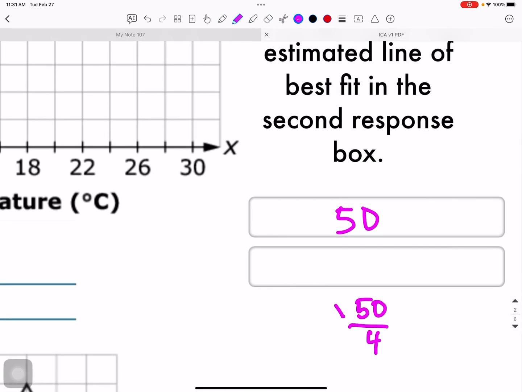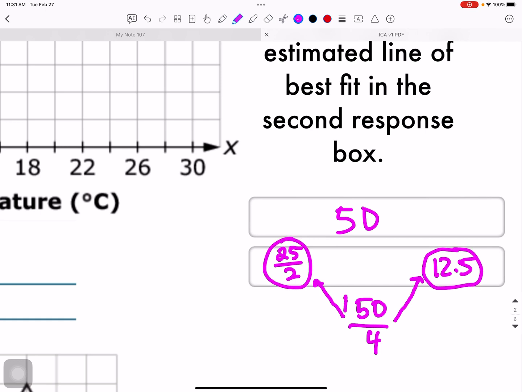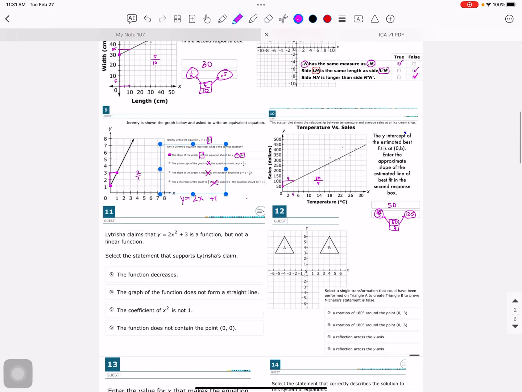If you reduced it the correct way and you said they're both even, I can take a 2 out, and you said this is 25 halves, you're right. If you said I'm bad at reducing, I'm going to put this in my calculator, 50 divided by 4, and you said 12.5, you're also right. So either one of those is right. This guy is wrong. They're all the same number, but still.